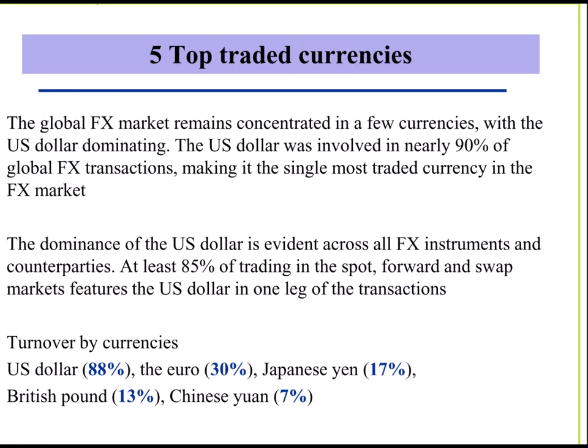By the way, what are the top 5 traded currencies? US dollar dominates. US dollar was involved in nearly 90% of the total global FX trading activity. This dominance is evident across all FX instruments: spot, forward, swap, and futures and options. At least 85% of trading in the spot and others involves the US dollar. So what are the top 5 traded currencies? US dollar, Euro, Japanese yen, British pound, and now Chinese yuan.